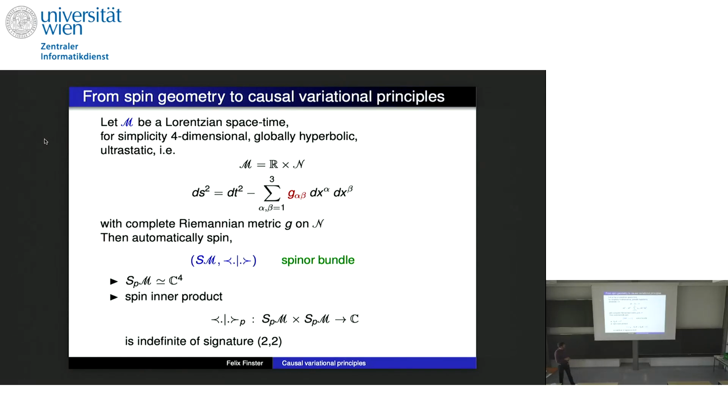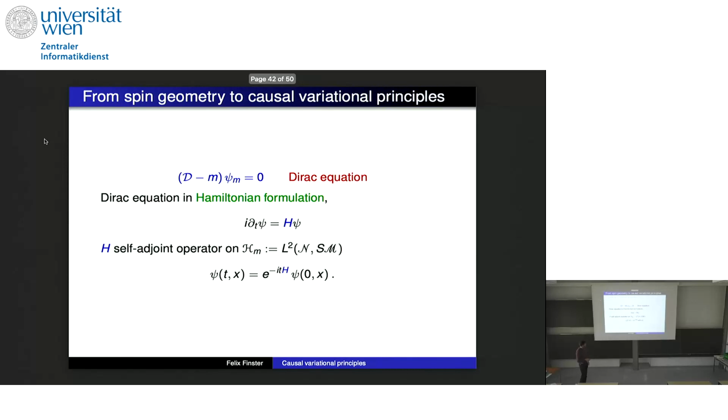Good. Then let's start with the Lorentzian spacetime, say 4-dimensional, globally hyperbolic. And if you want to keep things simple, you assume it's ultrastatic, and then we have here a Riemannian metric. So this is the Riemannian metric which we all know and love. And in this setting, everything is spin, so we can introduce the spinor bundle, and we can formulate the Dirac equation. And somehow the whole approach is kind of based on the Dirac equation and Dirac spinors.